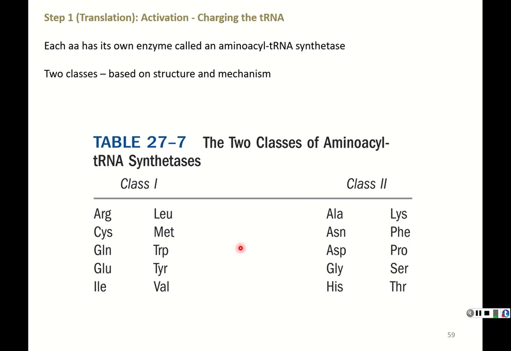So let's go through the steps of translation in some detail. So the first step here is activation. This is where the tRNAs are charged. So each amino acid has its own enzyme called an amino acyl tRNA synthetase, which loads it onto tRNAs. Okay, there's 2 classes of these based on the structure and mechanism. Not important that you know which amino acid is in which class, but the table is given here.